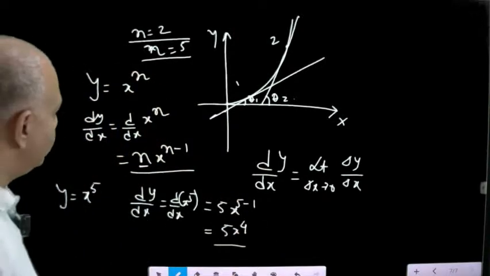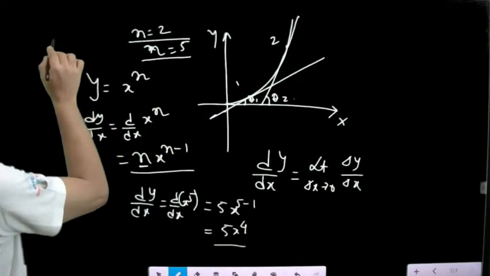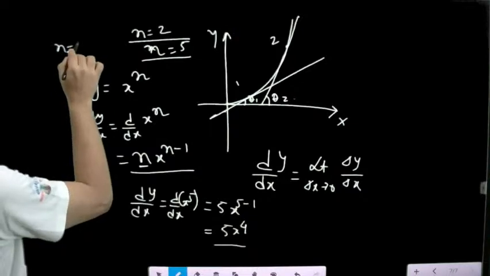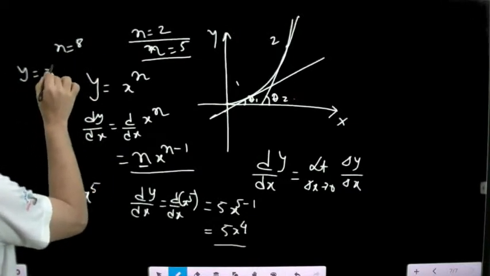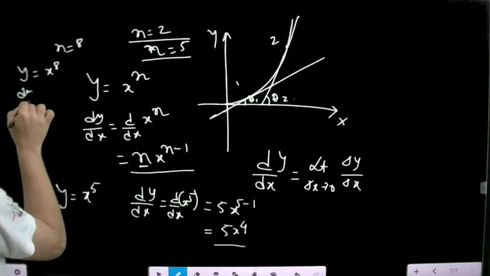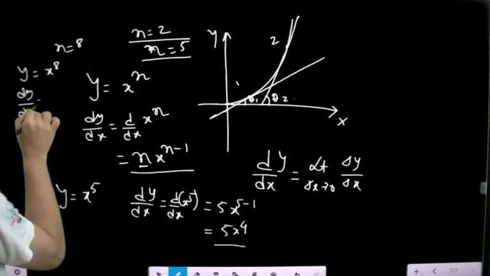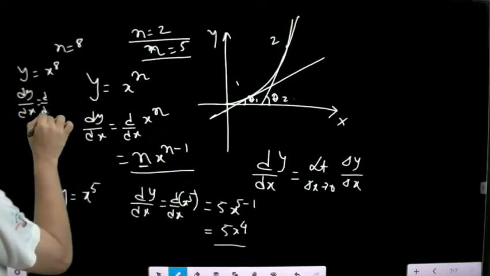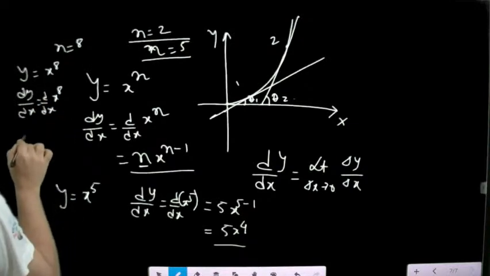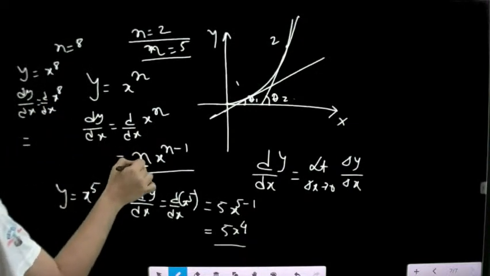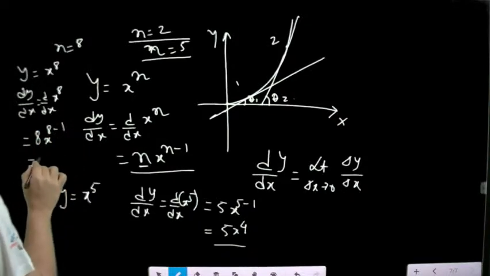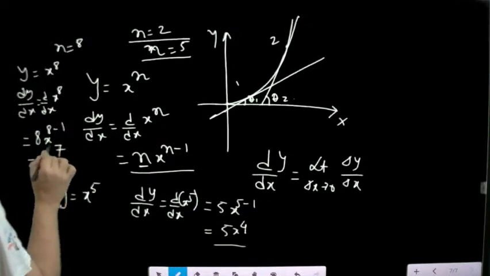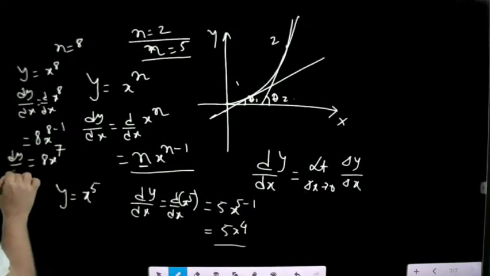Understanding my point? Suppose n is equal to 8. So when y is equal to x to the power 8, let dy/dx, d/dx of y, d/dx of x to the power 8, means the value of n, 8, x to the power 8 minus 1, means 8 into x to the power 7. This is the value of dy/dx.